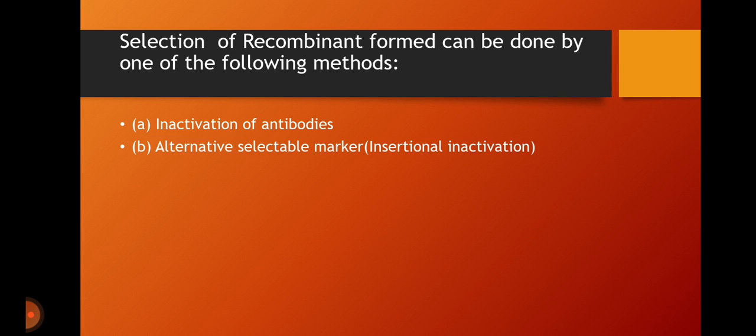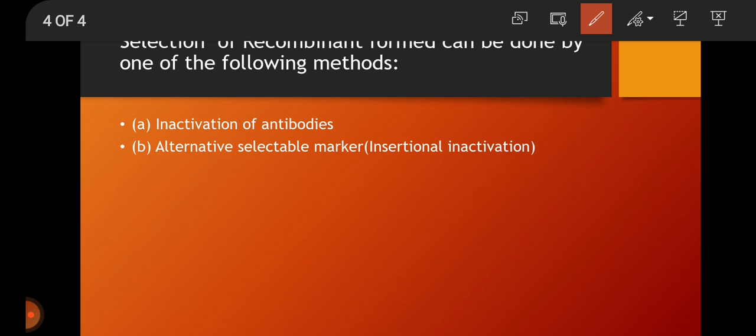Now our next slide. Selection of recombinants can be done by one of the following methods. One is inactivation of antibiotics, and the other is an alternative selectable marker, or we can say insertional inactivation. What is inactivation of antibiotics? If a foreign DNA is ligated at the BamHI site of the tetracycline resistance gene in the vector pBR322, the recombinant plasmid loses the tetracycline resistance due to insertion of foreign DNA.